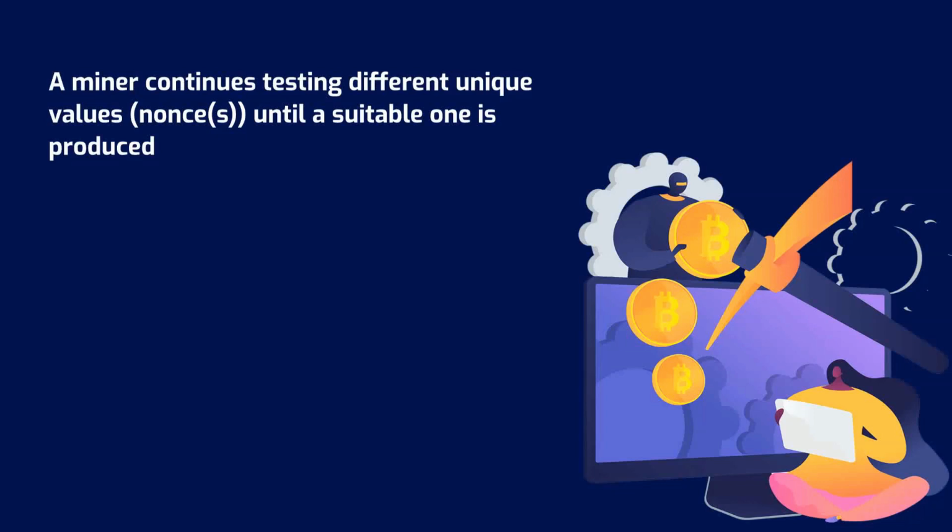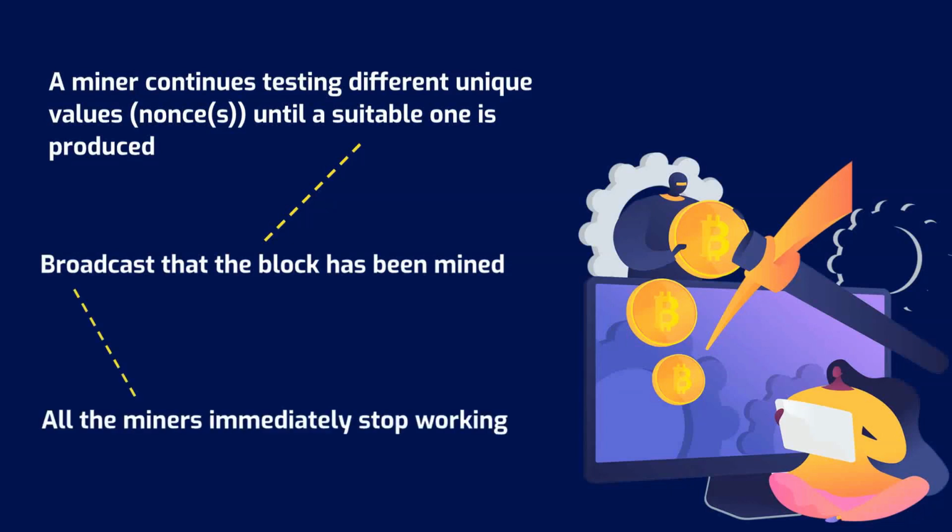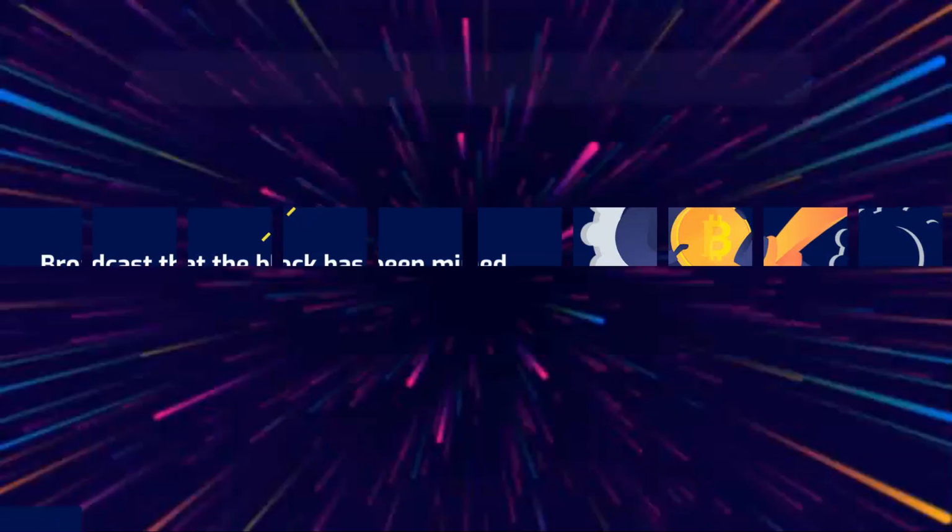The miner who manages to solve the problem gets the Bitcoin reward and adds the block into the blockchain by broadcasting that the block has been mined. All the miners immediately stop working on that block and start mining the next one.